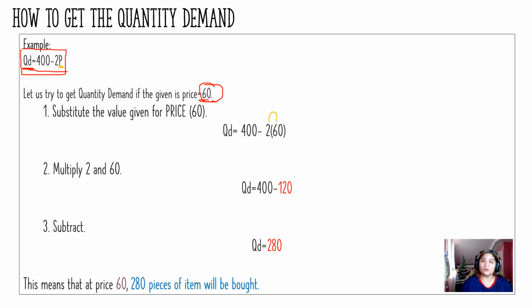Once you're done with the multiplication, you will now proceed with the subtraction. QD is equal to 400 minus 120, and that will be 280. So the quantity demand is 280. Meaning, if a product is sold for 60 pesos, 280 pieces will be bought. And that is quantity demand.